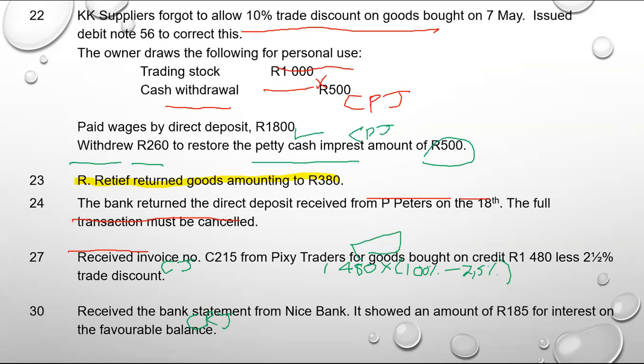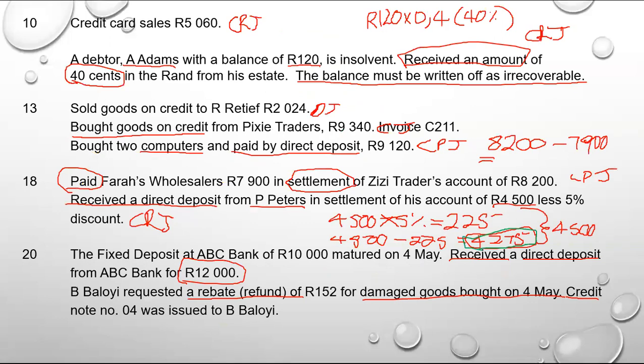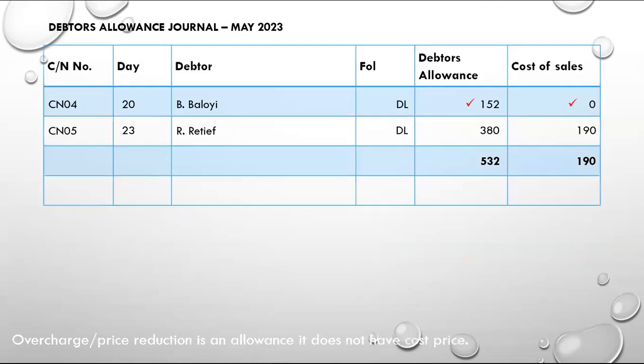RETIF returned goods amounting to 380. So what I did here is that obviously RETIF, when you go back, you will have noticed that we actually sold goods to RETIF. So the fact that we sold goods to him, I'm just trying to check which is on the 13th. We sold goods to RETIF, which was in the DJ. The fact that RETIF is returning goods, it means the debtor is returning goods. And when the debtor returns goods, that transaction will be reported in the debtor's allowances journal.